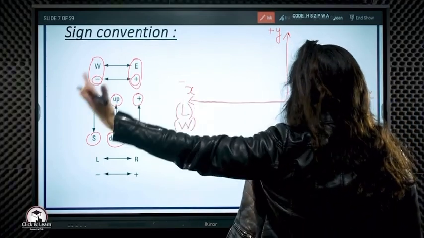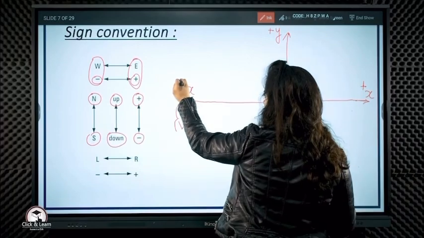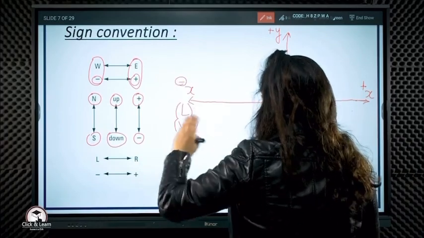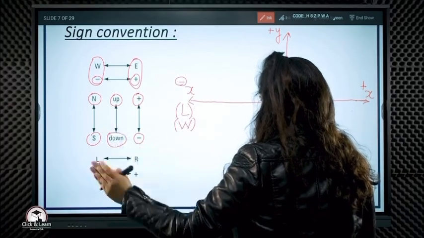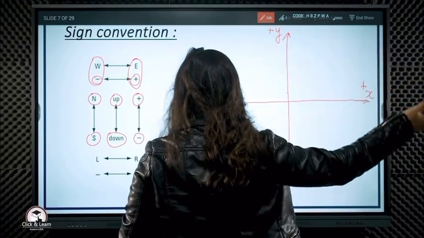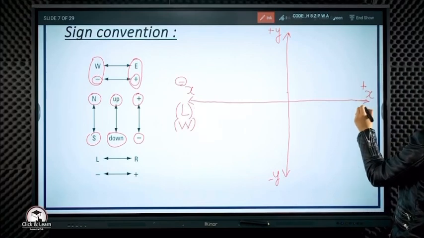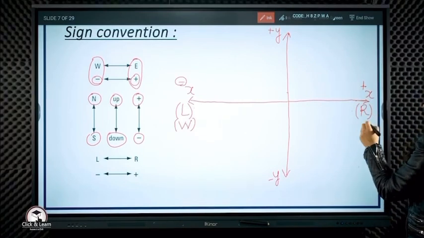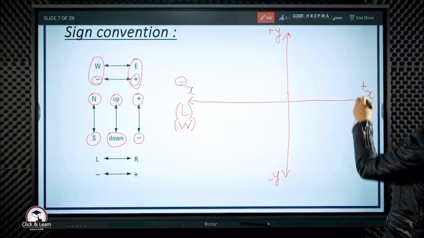Okay, my left hand is going to be the west, and I'm going to give it a minus or negative sign, because its position is going to be on the x minus, or x negative. And my right hand is going to be on the right side, which is the east, and I'm going to give it a positive sign according to the coordinate system.